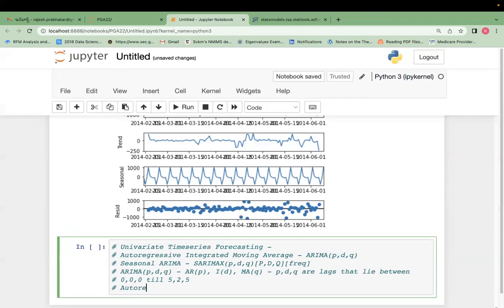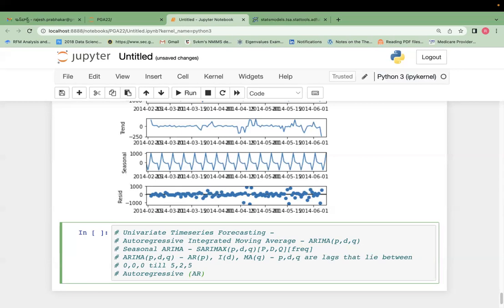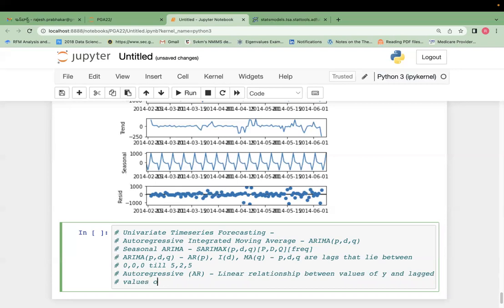Now let us understand each of these components. Autoregressive, the AR, is a linear relationship between values of Y and lagged values of Y. It's a simple linear relationship between Y and lagged values of Y. The AR P lag order, like I told you, lies between 0 and 5. And AR terms are positive.